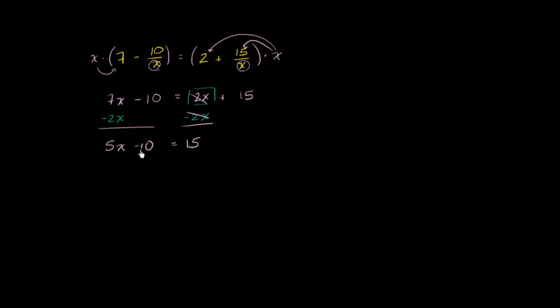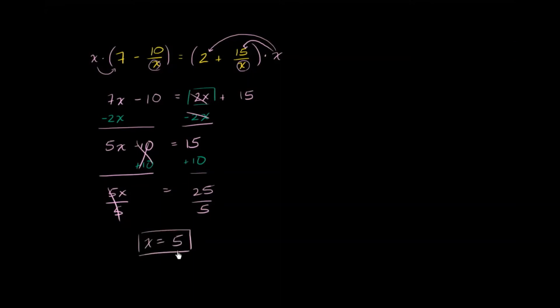Now we can get rid of this negative 10 by adding 10 to both sides. I like that green color when I do stuff to both sides. So I can add 10 to both sides, and I am left with 5x, these negate each other, is equal to 25. And this is the home stretch. You see where this is going. You can divide both sides by 5. You guys should know what this is. And we are left with x is equal to 5.